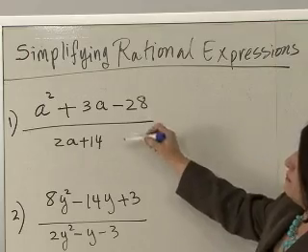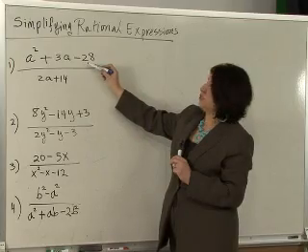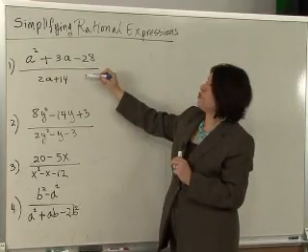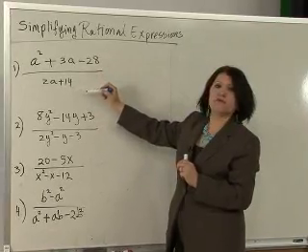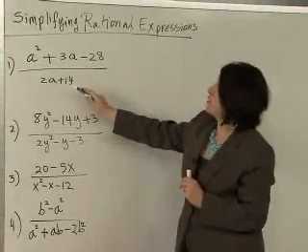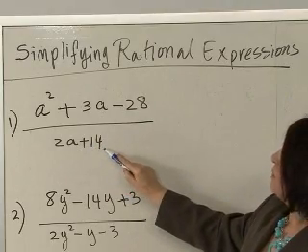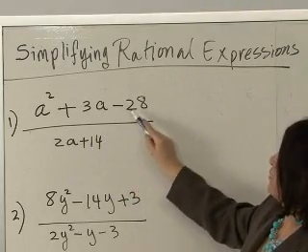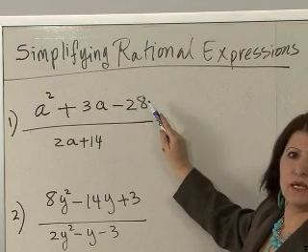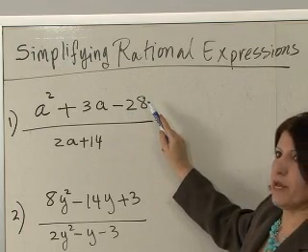The first step that you have to do is to factor top and bottom. Remember, you can never cross out without factoring. You can never cross out terms. The 2a is a term, the 14 is a term. You can't say, oh, I can cross out the 14 with the 28. 14 goes into 28, I can cross them out. You can never do that.